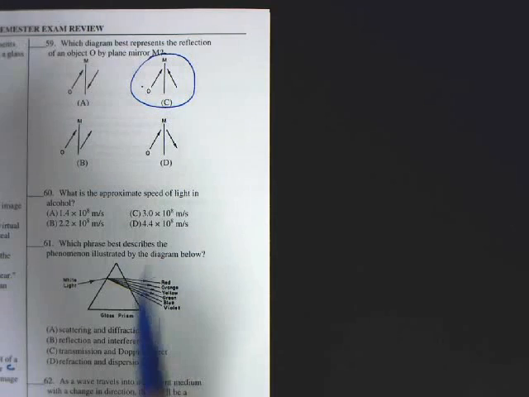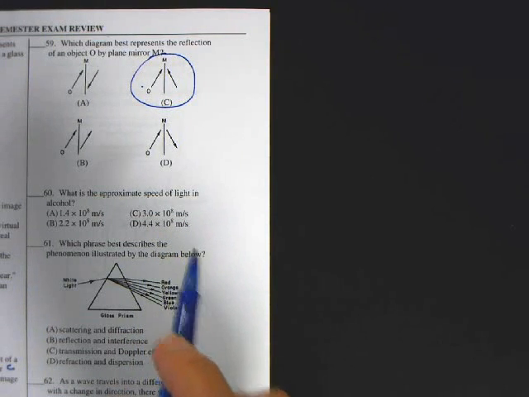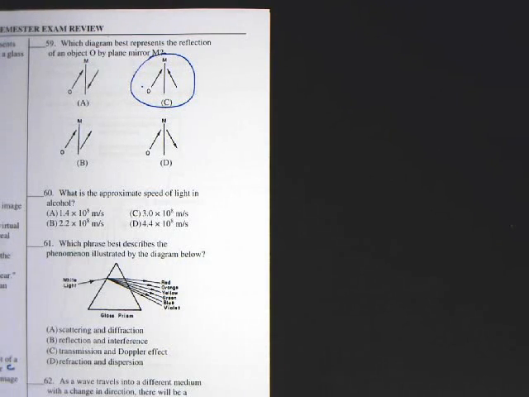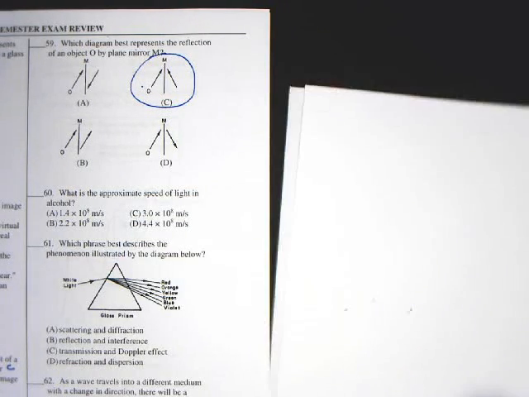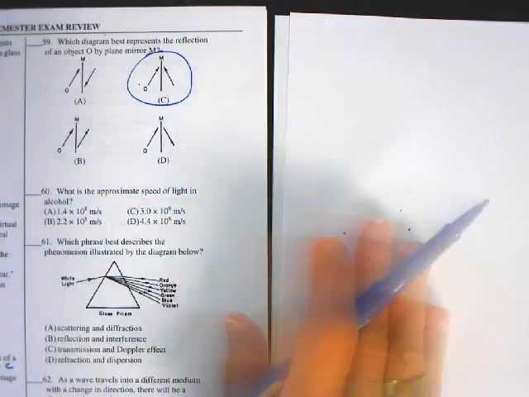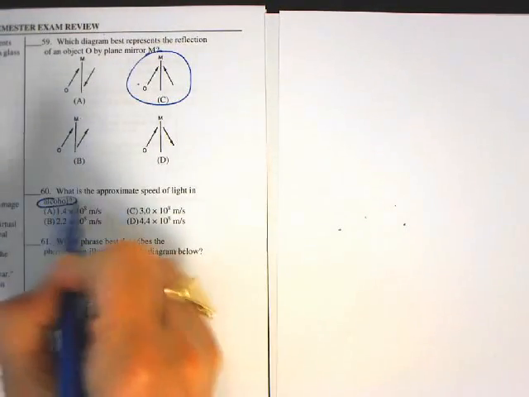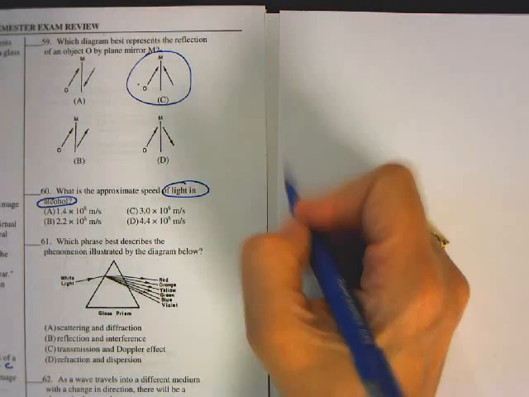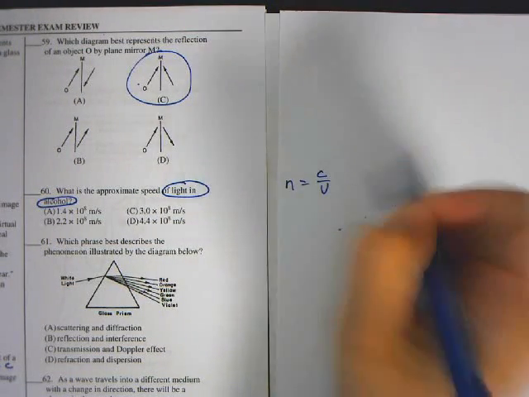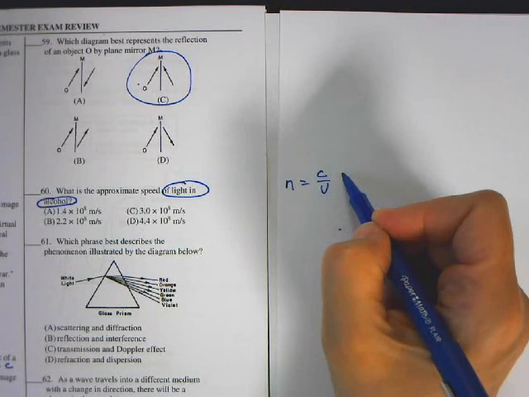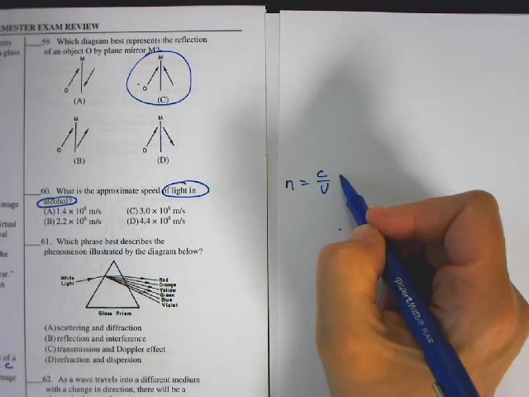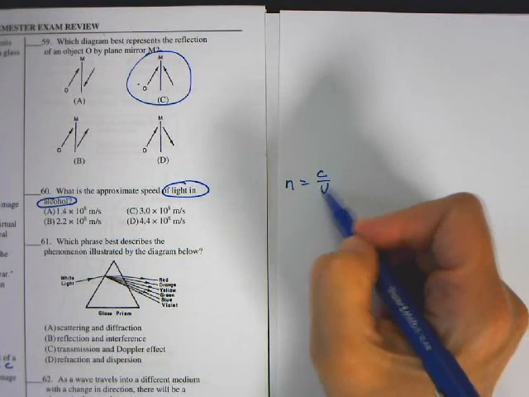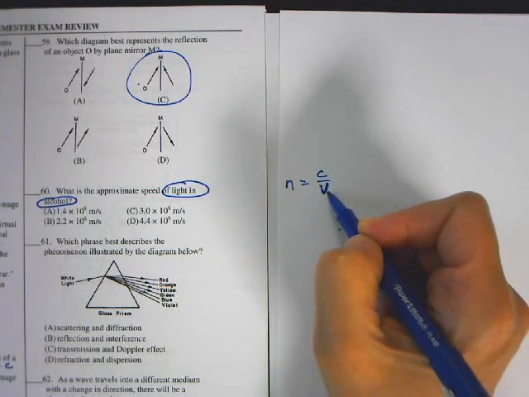What is the approximate speed of light in alcohol? So now we're getting to refraction and we're getting to the indices of refraction. So we want to find the speed of light in alcohol. Well, we're going to use the equation N is equal to C over V. So C is the speed of light in a vacuum, which is 3.0 times 10 to the 8 meters per second. V is the speed in the material, and N is the index of refraction.